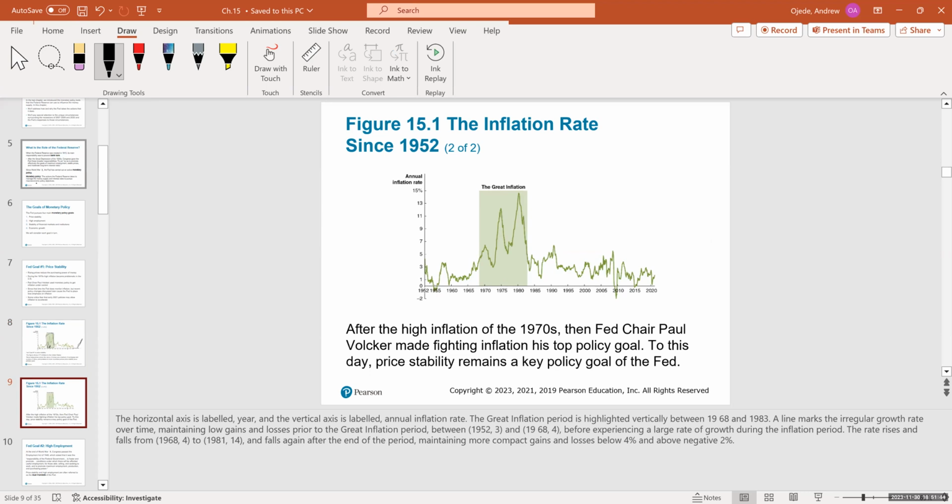So after the high inflation of the 1970s, the Fed chair, Paul Volcker, made fighting inflation his top policy goal. To this day, price stability remains a key goal of the Federal Reserve.